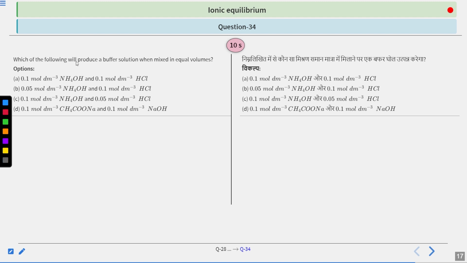Next question. Which of the following will produce a buffer solution when mixed in equal volumes? Options are A, 0.1 mole per decimeter cube NH4OH and 0.1 mole per decimeter cube HCl. Option B, 0.05 mole per decimeter cube NH4OH and 0.1 mole per decimeter cube HCl. Option C, 0.1 mole per decimeter cube NH4OH and 0.05 mole per decimeter cube HCl. And option D, 0.1 mole per decimeter cube CH3COONa and 0.1 mole per decimeter cube NaOH. Your time to solve this question starts now.